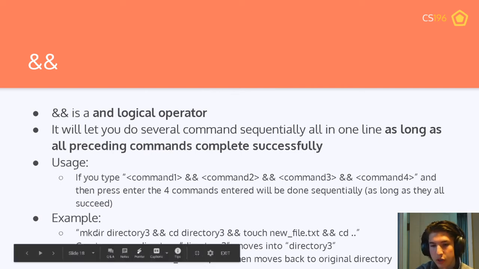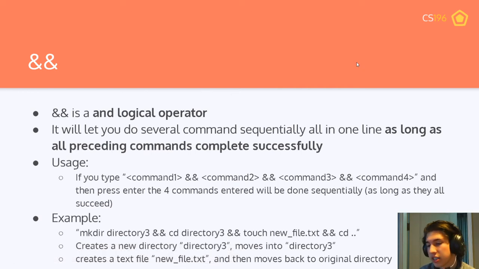So if we do mkdir directory3 && cd directory3 && touch newfile.txt && cd .., it will first make a directory called directory3, and as long as that succeeds, it will move into the directory called directory3. Then that should succeed because we either just made it or the first thing failed. Then we will create a text file called newfile.txt, and as long as that succeeds, we'll move back into the original directory.